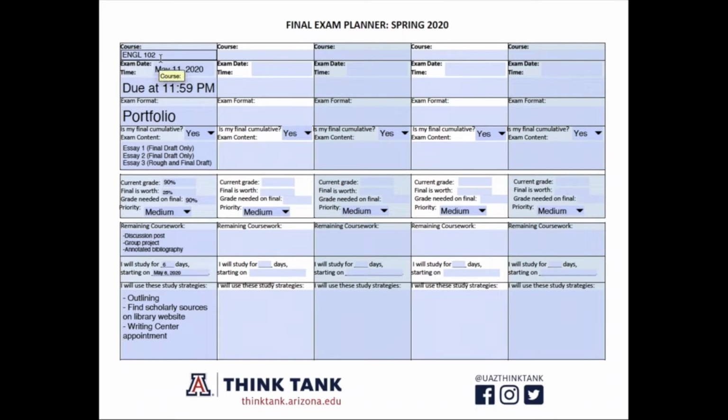In this example, you can see that this student is taking an English 102 course, so they start by just writing the course title at the top. In the next box, they will write the due date for their final exam or project, and if it's due at a specific time, you can make note of that as well.